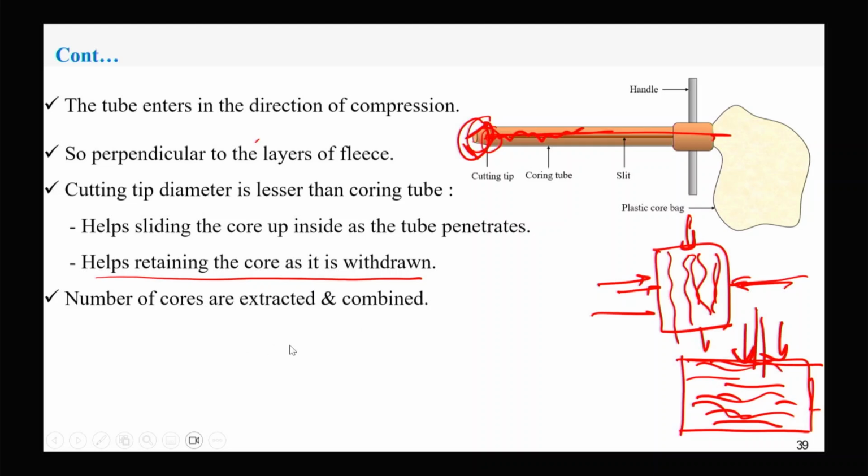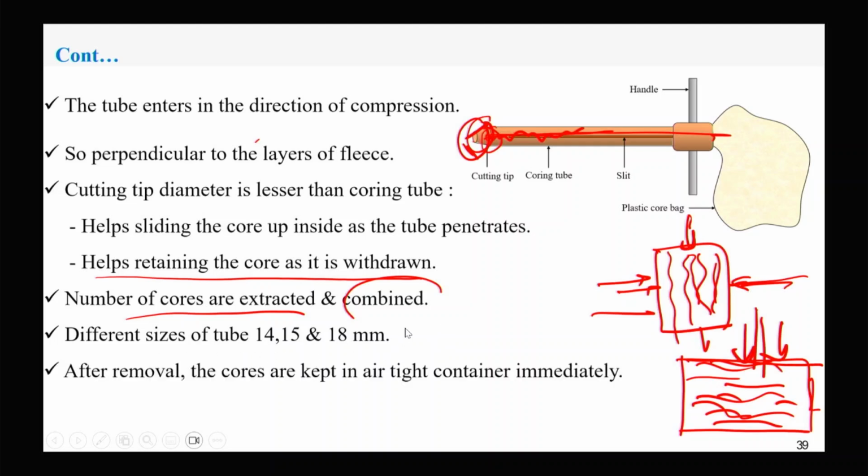And as I have said, a number of cores are extracted and combined. So the different sizes of tubes are there. It's kept into the container immediately. A hydraulic coring machine is used. Okay.